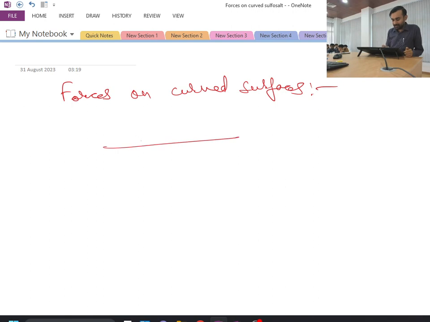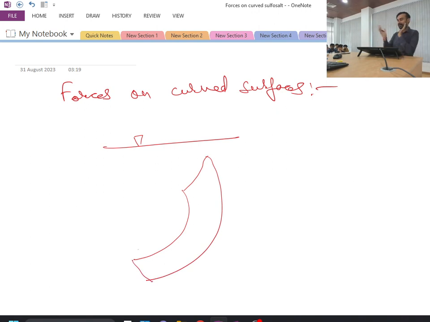So if I take arbitrarily any curved surface which is, say, submerged in water, of course it can have a three-dimensional profile. How can we determine the forces? For determining the force on this curved surface, you have to first determine the distribution of pressure over this entire surface, and then you have to take the surface integral of that.